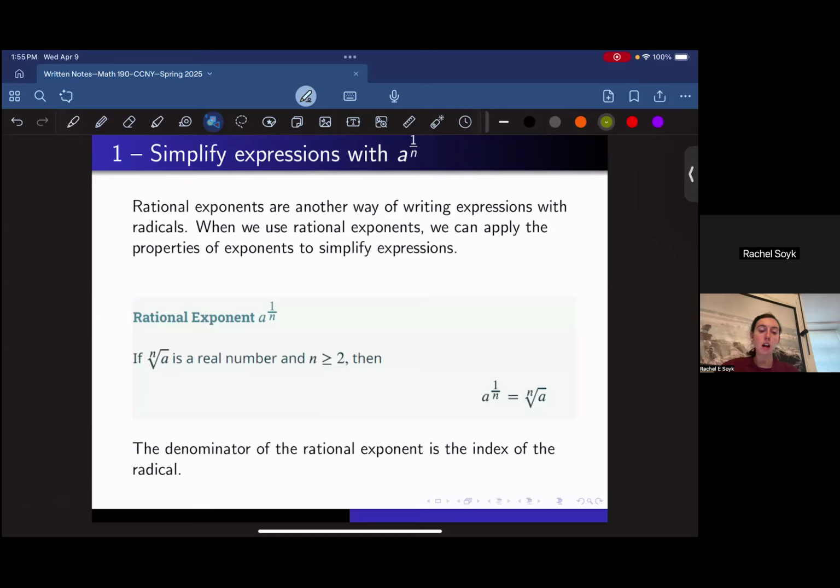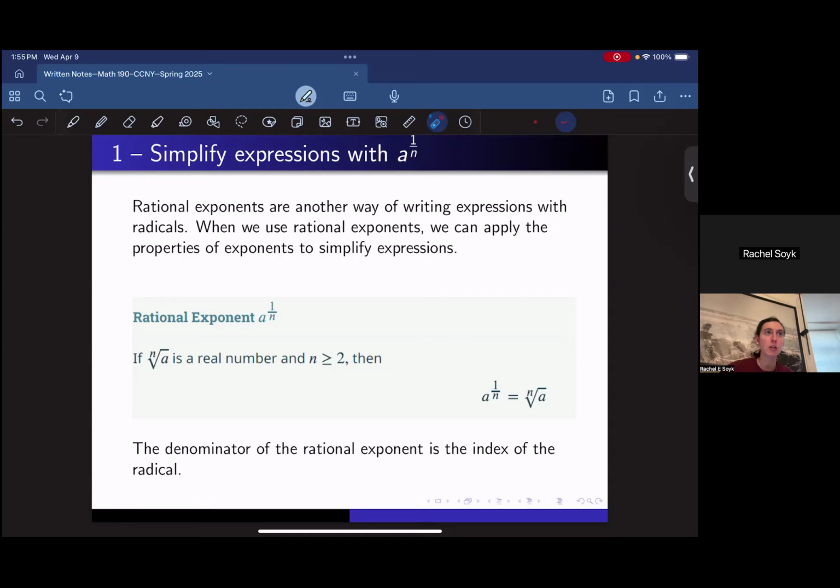So let's zoom in on our first objective for today, which is simplifying expressions with a to the 1 over n. And so rational exponents are just another way of writing expressions with radicals. When we use rational exponents, we can apply the properties of exponents to simplify expressions. Rational exponents are just fractional exponents. When you think of rational numbers, think of fractions.